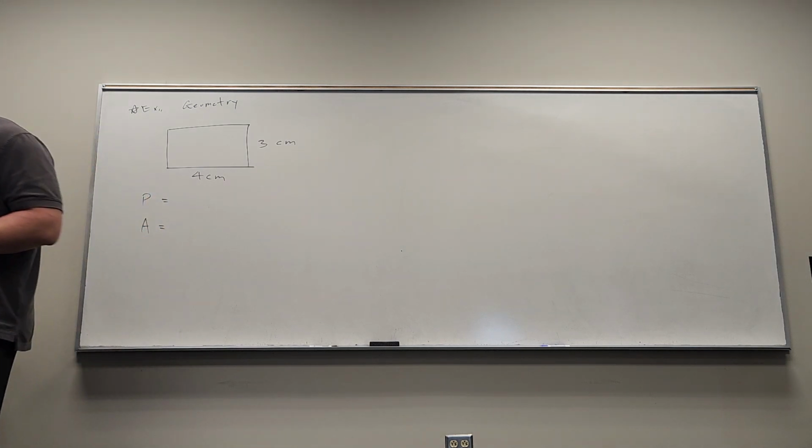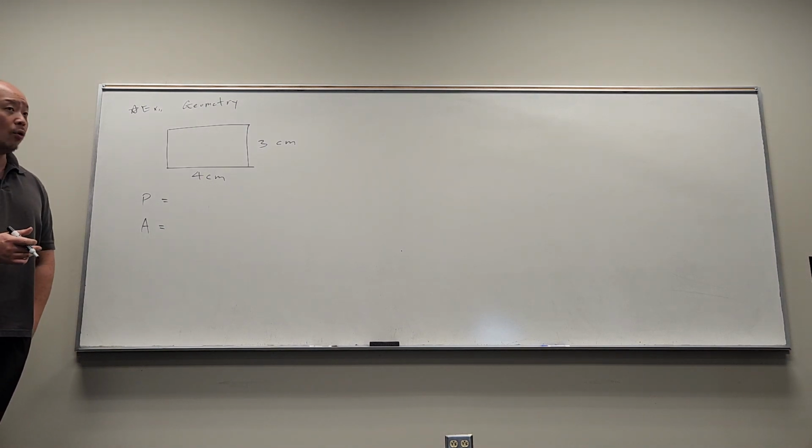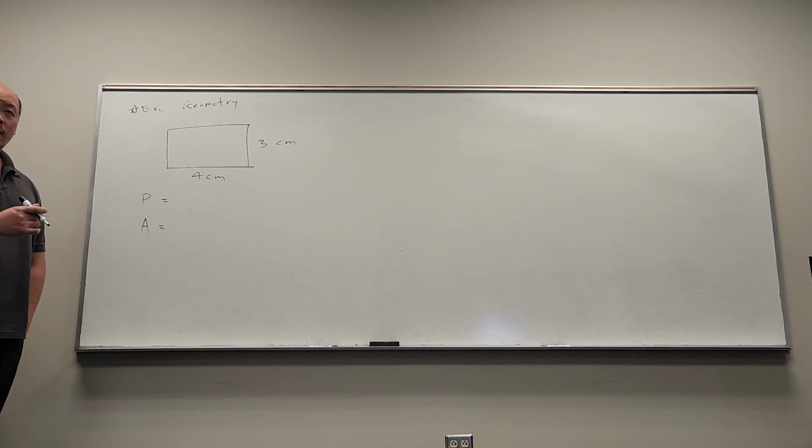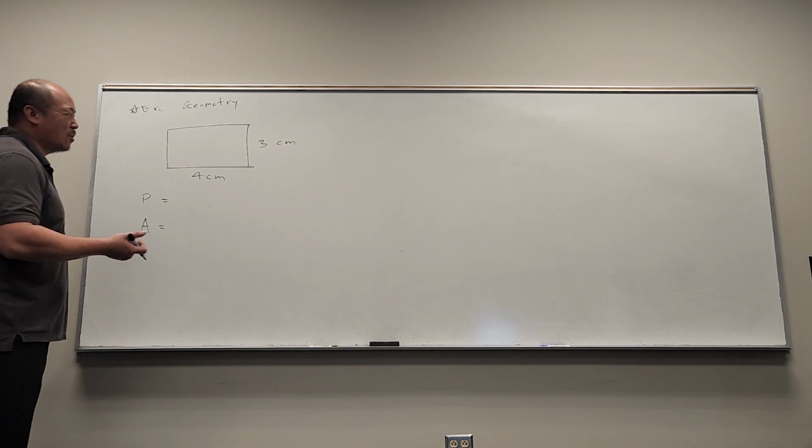Now, if you ever forget how to find the perimeter or the area, you remember I gave you the formula sheet. On the first 2 pages, the first page is all the areas and perimeters. The second page is all the volumes. So if you ever forget, you can always use it.